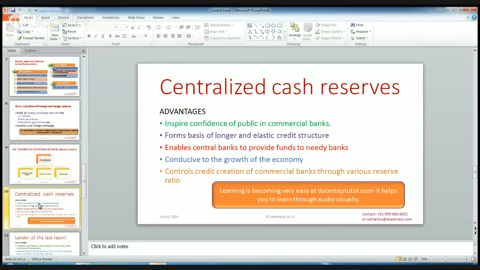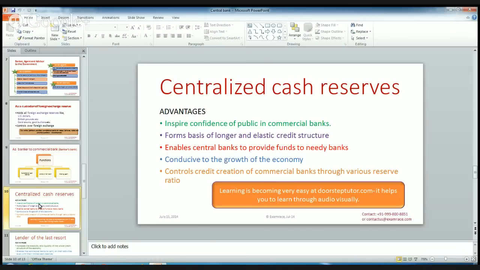It also forms the basis of a larger and elastic credit structure. It enables the central bank to provide funds to the needy bank. If the central bank has some money from all the banks, and at some period of time any one bank needs some funds, then the central bank is able to provide funds to the needy bank.